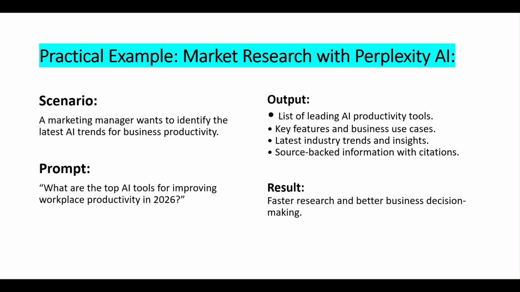It lists the top AI tools, explains what each tool does, where it can be used in business, shares the latest industry trends, and most importantly, it also gives the sources so we can verify the information. So instead of spending hours on research, the manager gets everything in one place. This saves time and helps in making faster and better business decisions. That's why Perplexity AI is a really useful tool for market research and business analysis.